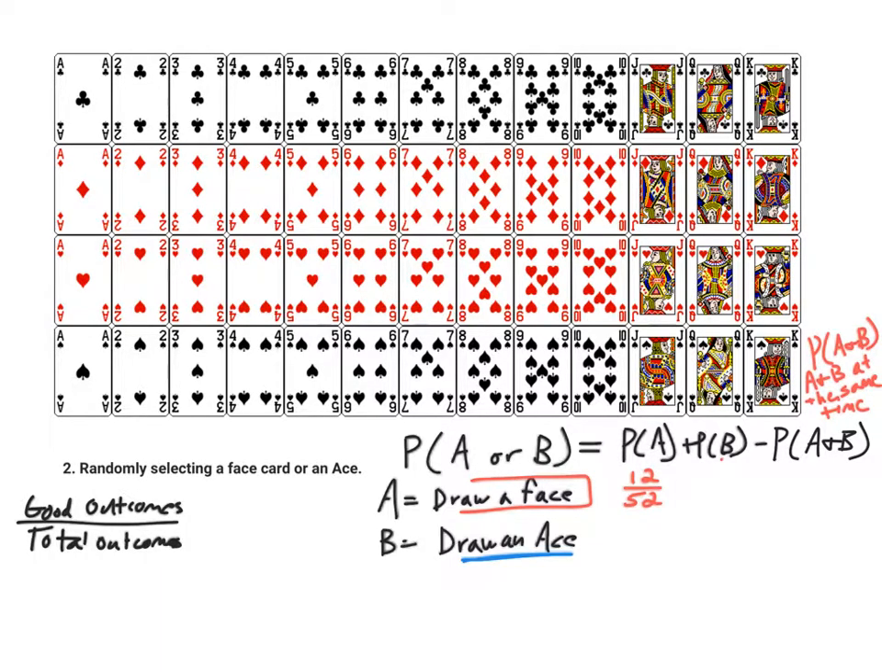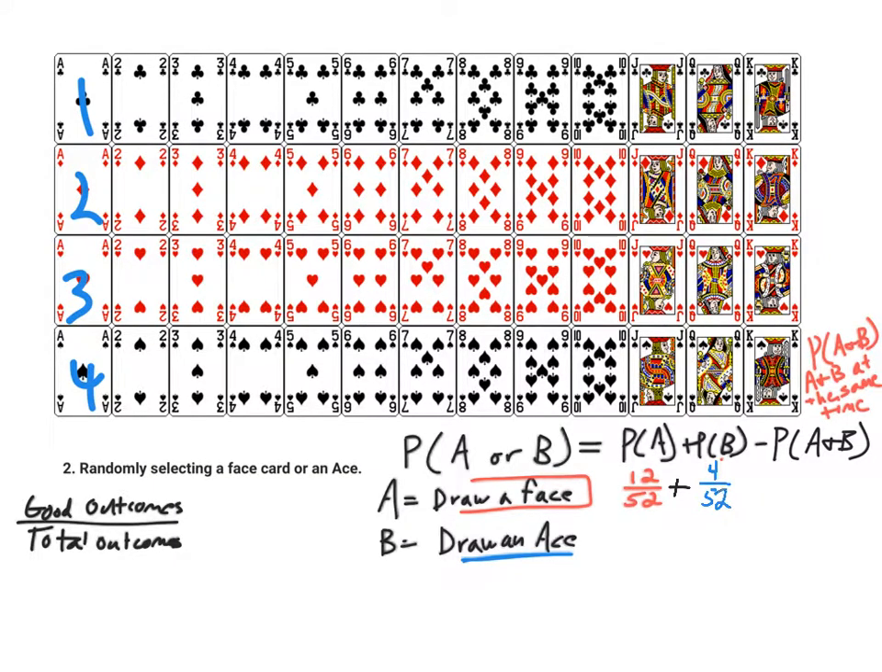The next one we've got to think about is drawing an ace. And in this case, if we go back to our sample space, we can see that there are 1, 2, 3, 4 aces. So we've got 4 good aces that I'd be happy with. So our ratio for the probability of drawing an ace is going to be 4 out of 52.